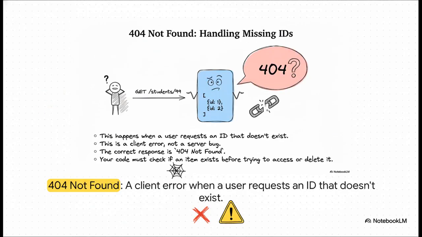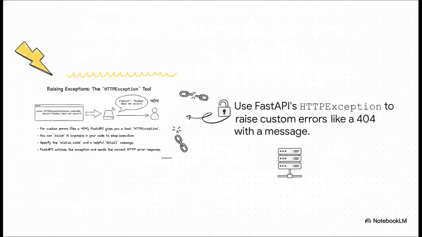But what happens when things don't go as planned? Let's talk about a classic yellow light error, 404 not found. This happens all the time. A user asks for student with ID 99, but your database only goes up to 20. That's not a bug in your code, it's a client error, and your API needs to be able to report it clearly and correctly. So how do we do that?